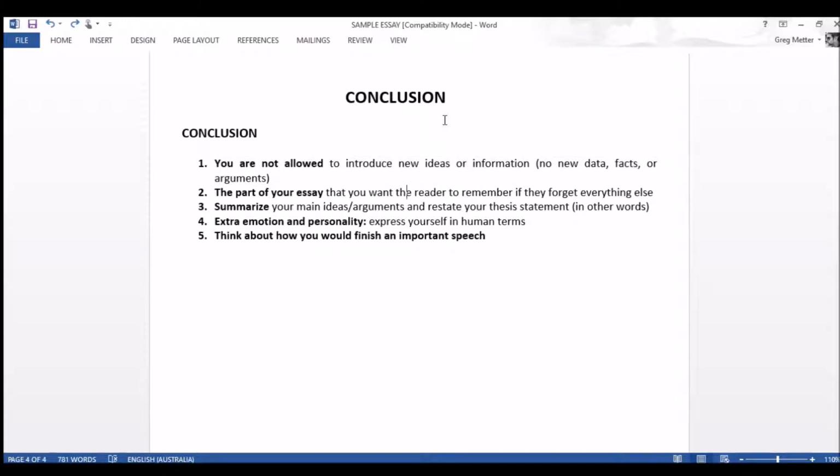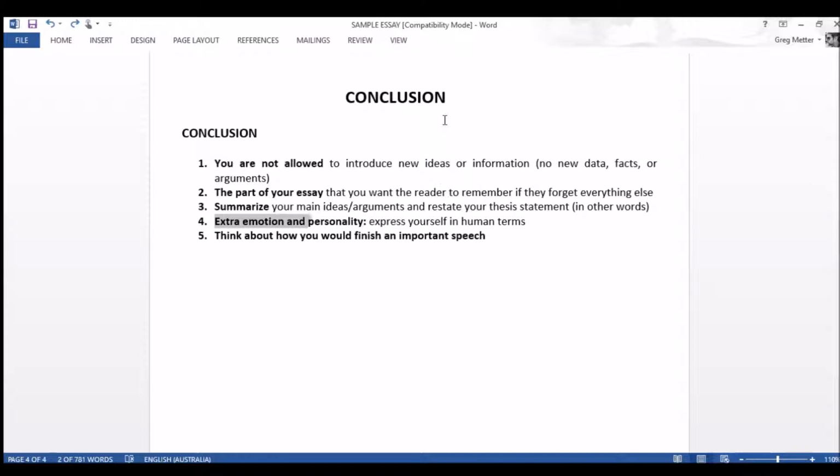Rule number 2, this is the part of your essay that you want the reader to remember if they forget everything else. In other words, make sure to include all of your important points, your persuasive arguments, a summary of your main ideas, as you can see in the next point. Restate your thesis statement, summarize your main ideas. That means tell the reader again what your answer is, although in different words, just so it doesn't sound repetitive, and remind the reader of your reasons for your answer.